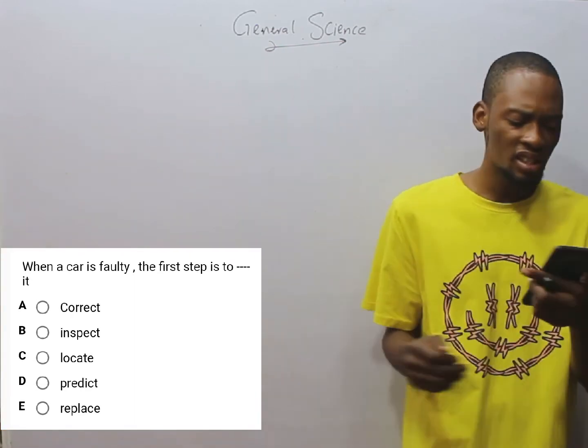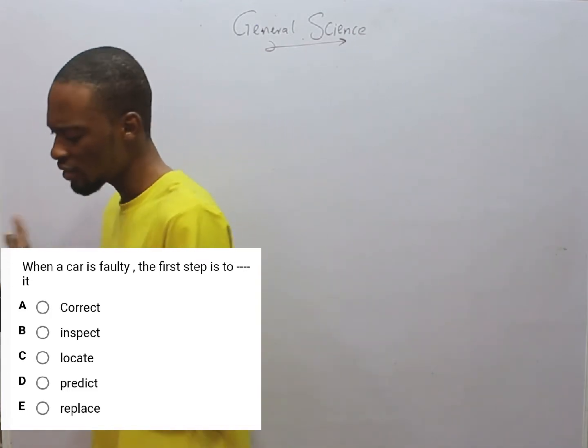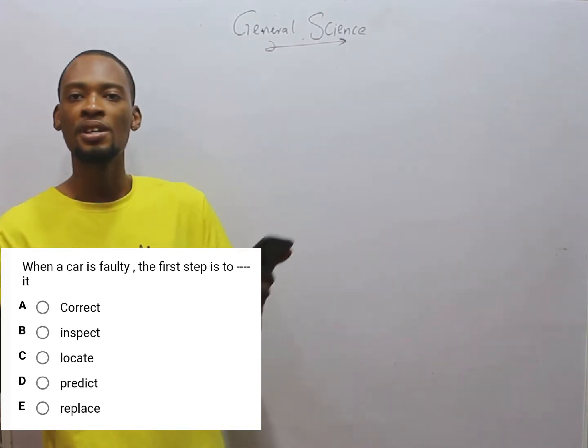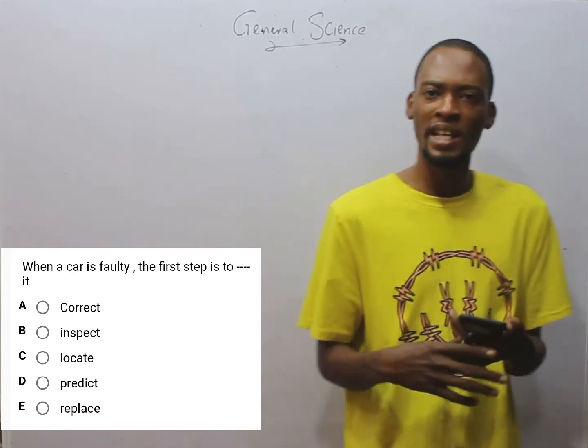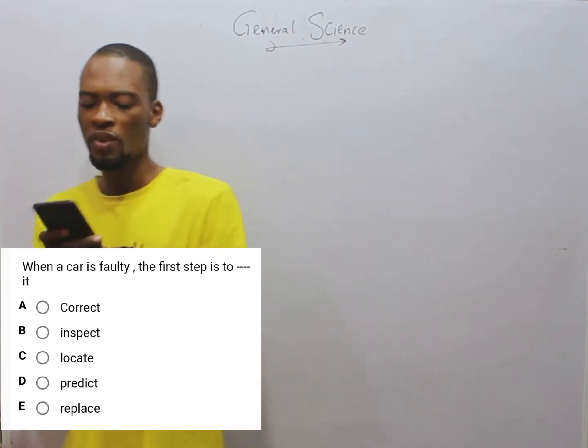So after inspecting, you are able to locate the problem. Then you say, okay, what should we do? Should we repair? Should we correct? Or should we replace? So the first step is actually inspection. You inspect what is wrong, which is option B.